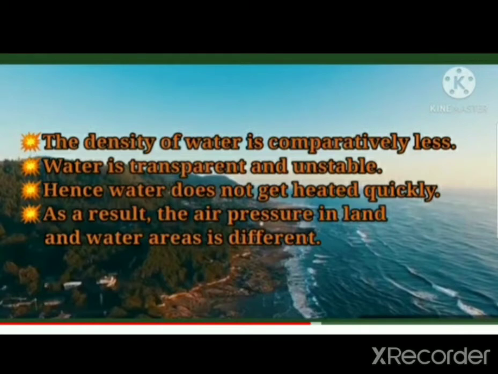So, what is the geographical explanation? The land area is dense. Similarly, land is stable and opaque, and due to that heat is transferred at a greater amount. Because of that, the land area gets heated faster, whereas in the sea area, the density of water is comparatively less. Water is transparent and unstable, and because of that the water does not get heated quickly.